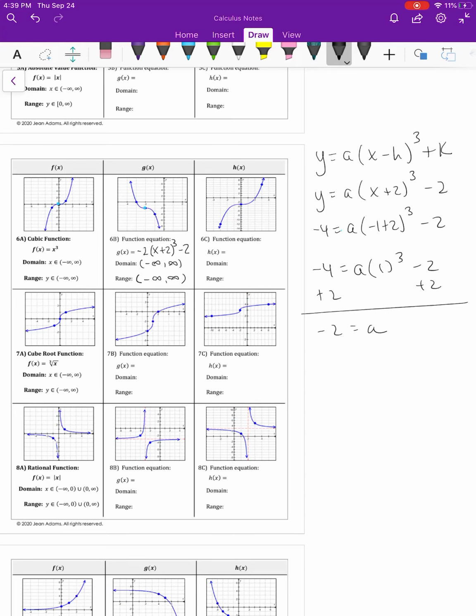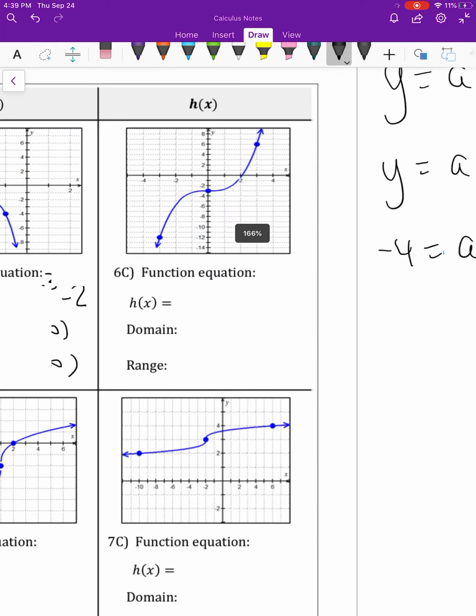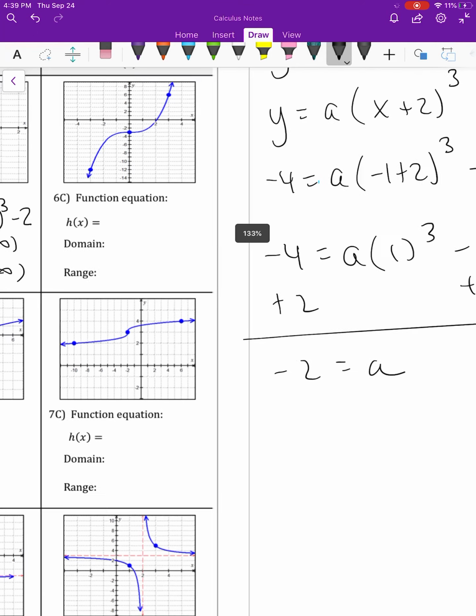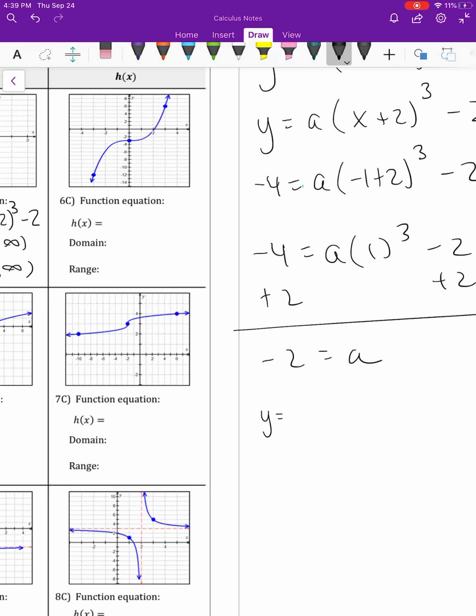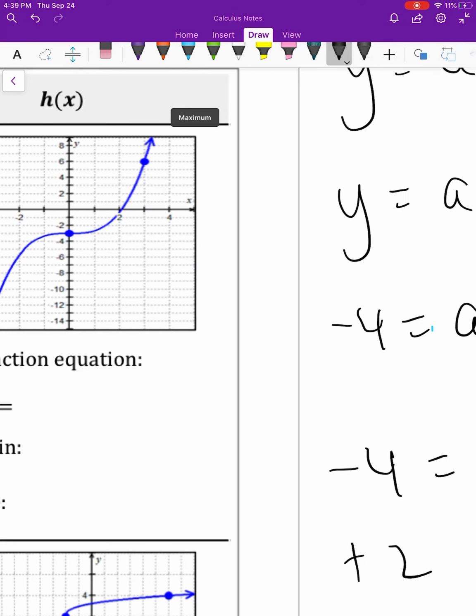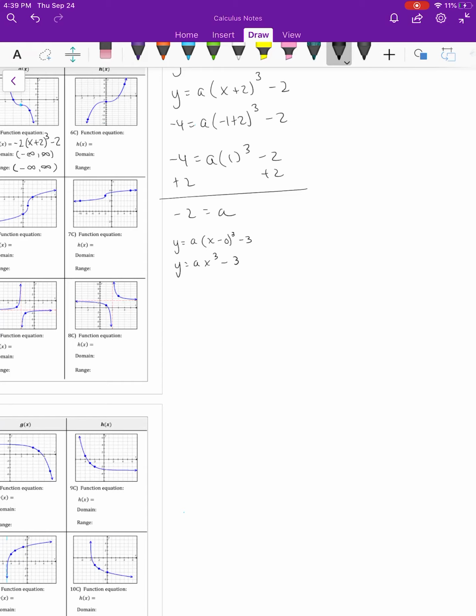The next one, we've got our (h, k) is going to be 0, -3. Okay, so for that one, y equals a times x minus 0 cubed, and then minus 3. So y equals a x cubed minus 3, because you don't need x minus 0. I just wanted to show you how it worked. And then we're going to pick a point, and let's pick the point 3, 6.